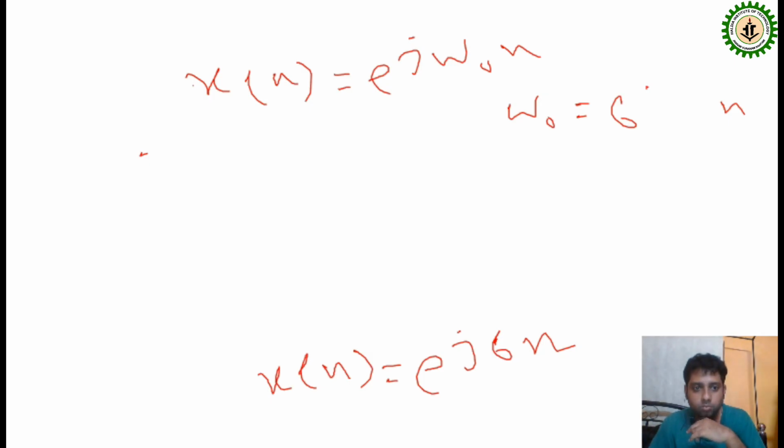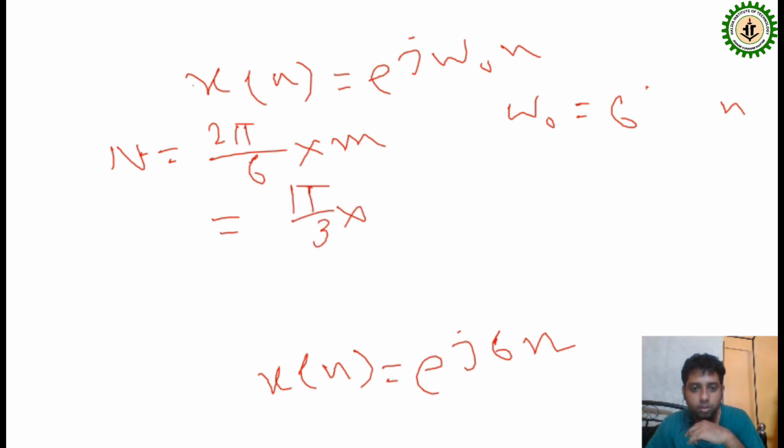Okay, now if we write the expression, n is equal to 2 pi by omega naught, that is 2 pi by 6 into m, that is pi by 3 into m. Okay, now if we take any integer value of m, n cannot be an integer, because of the presence of pi. So that type of signal is not periodic because of the existence of pi. So this type of signal is called an aperiodic signal.